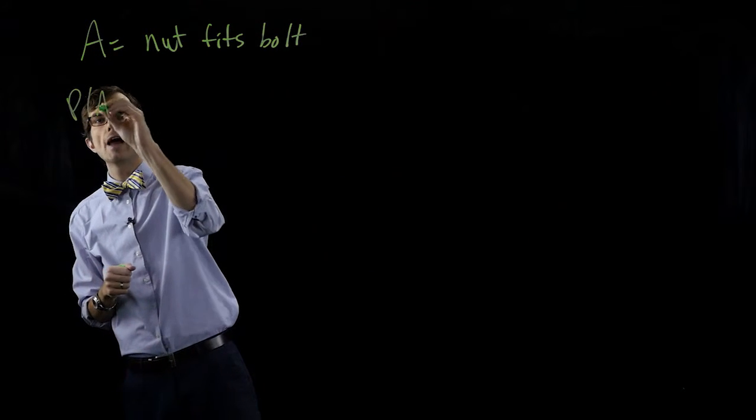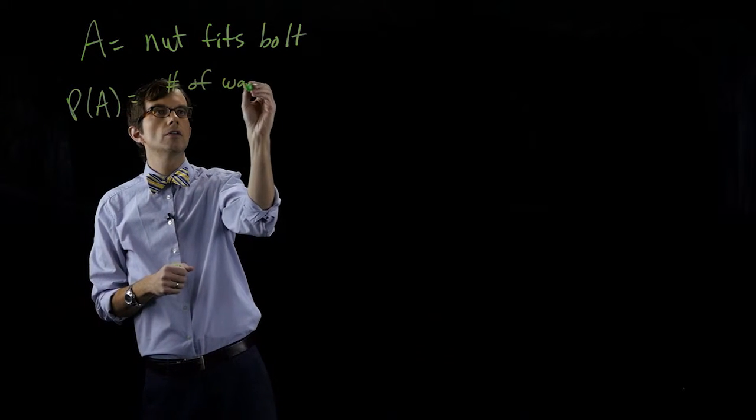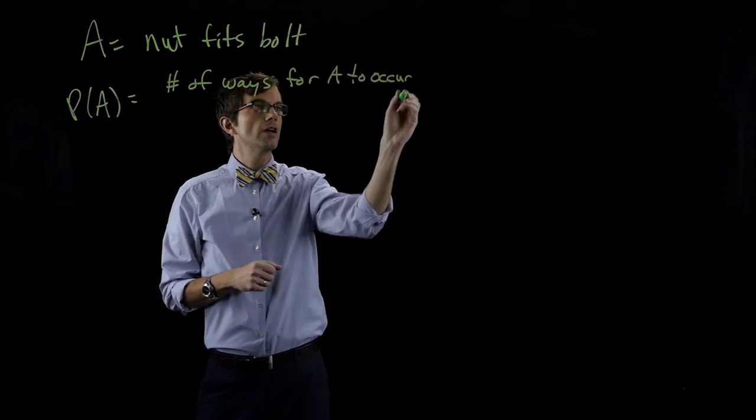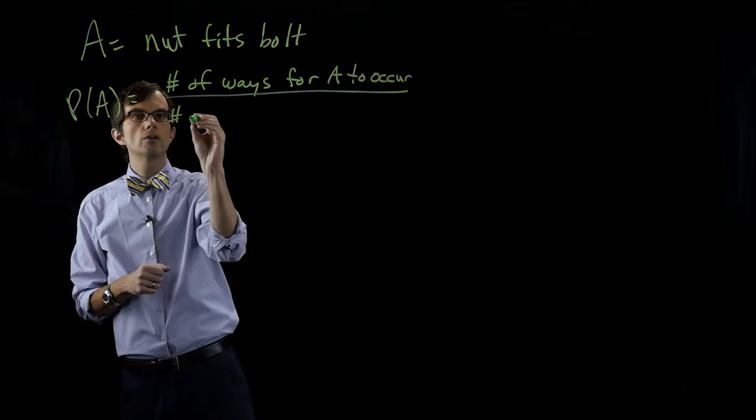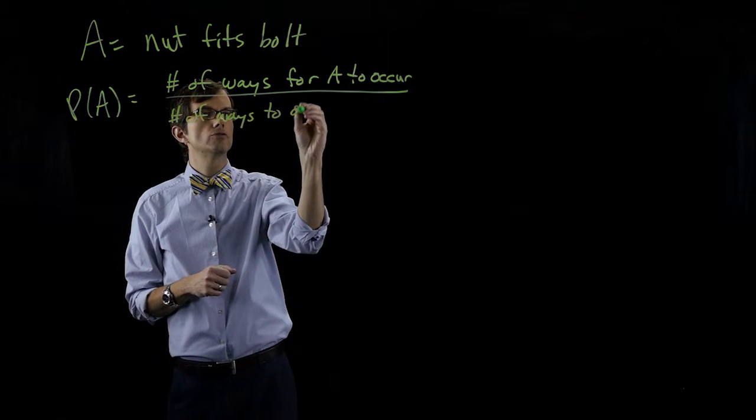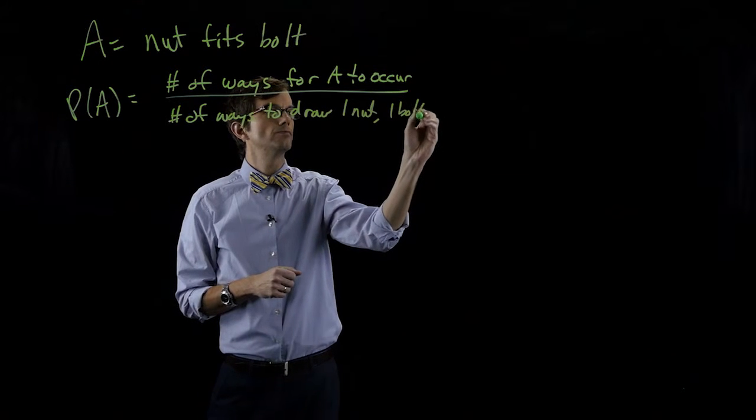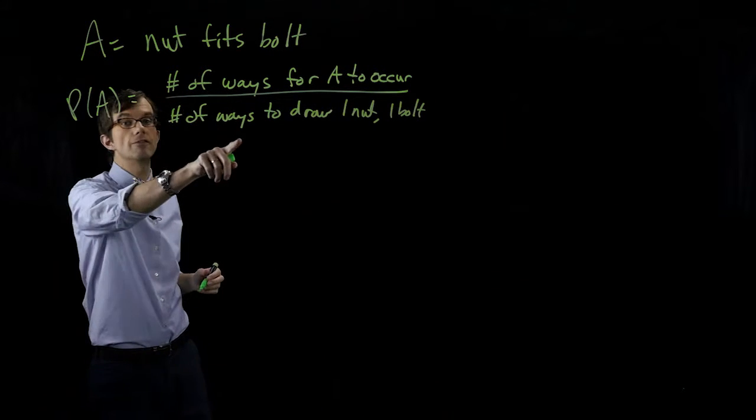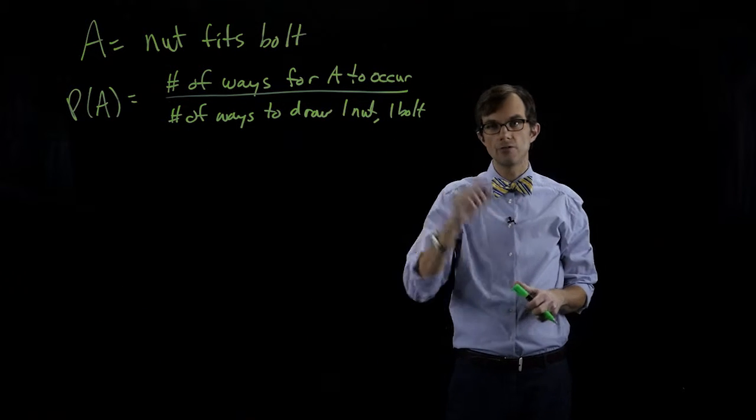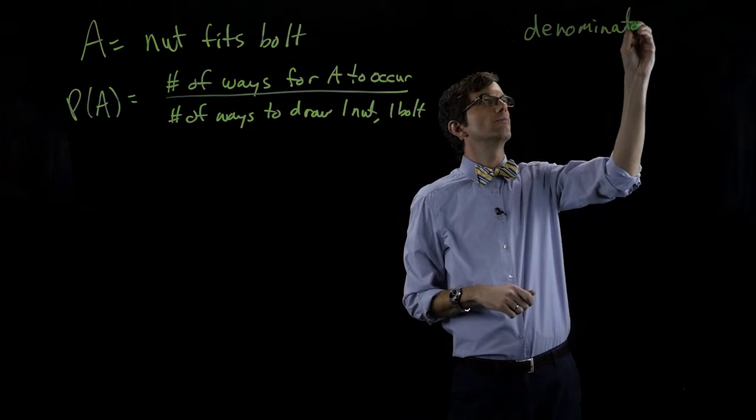The probability of A occurring is the number of ways for A to occur divided by the total number of ways to draw 1 nut and 1 bolt, regardless of whether they fit each other or not. So the denominator is easy to calculate. Let's do that one first. So let's figure out the denominator here.